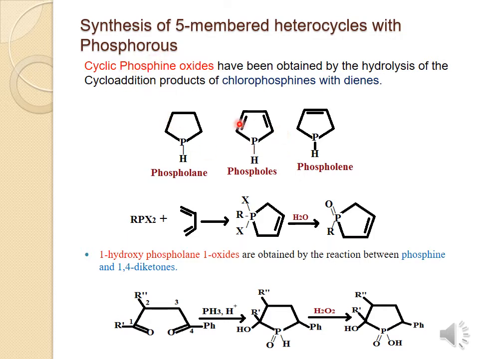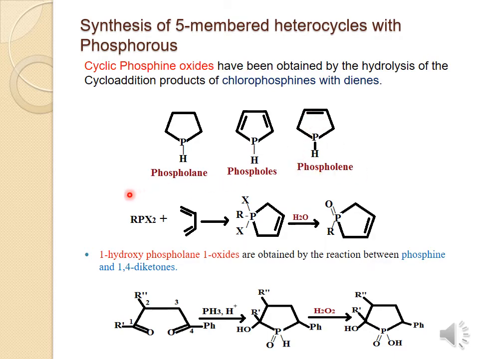Phosphorus compounds are of 3 types: phospholane, phosphole and phospholene. Phospholane is nothing but an alkane compound. Phosphole is like furan, if you add a phosphorus group instead of the oxygen group. That is similar to furan, and that is your phosphole also. And then phospholene is the ene compound.